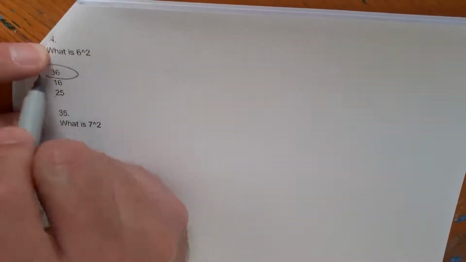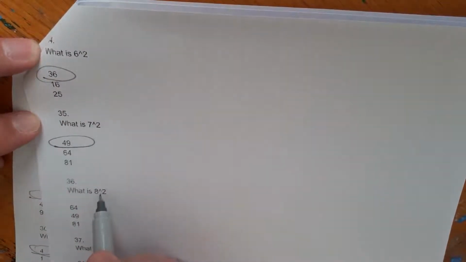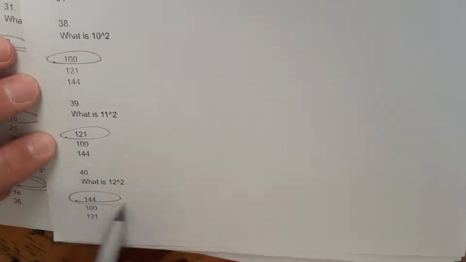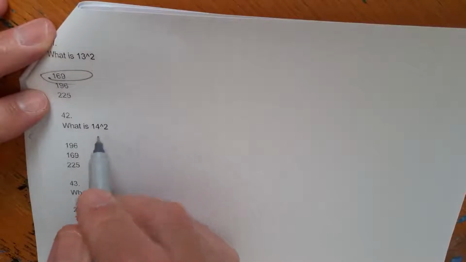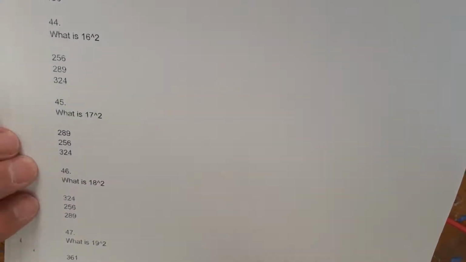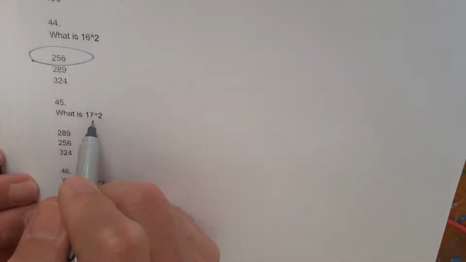6 squared, 36. 7 squared, 49. 8 squared, 64. 9 squared, 81. 10 squared, 100. 11 squared, 121. 12 squared, 144. 13 squared is 169. 14 squared is 196. 15 squared is 225. Literally going in order up to 25, you guys. 16 squared is 256. 17 squared is 289.